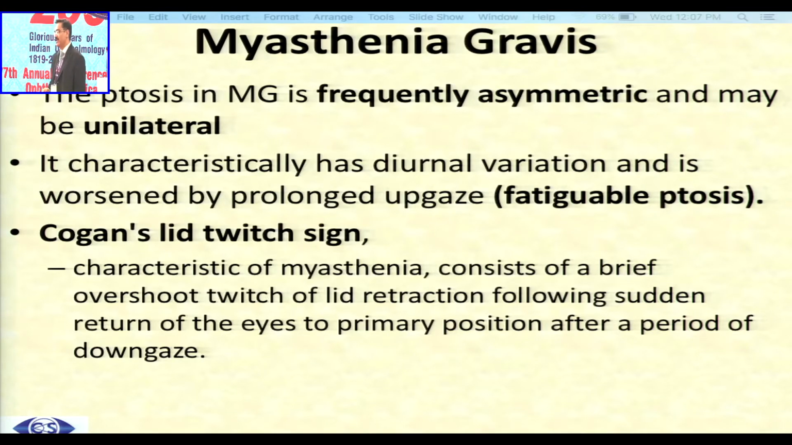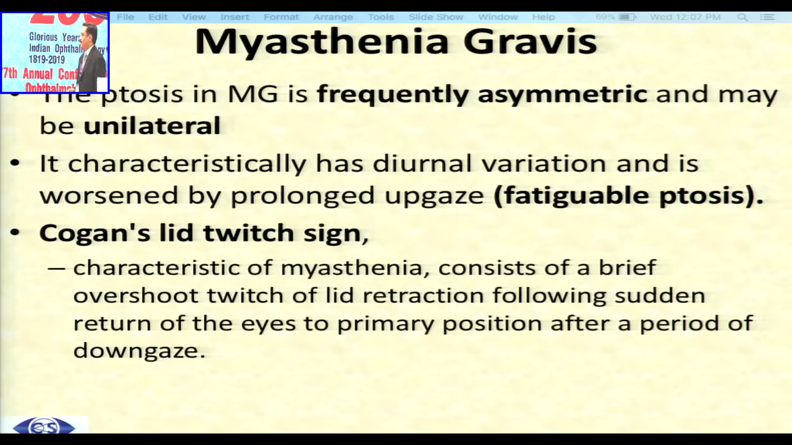While in myasthenia, there will not be that much limitation of movement, but it will be frequently asymmetrical and more often than not unilateral. So there will be diplopia. Complaint of diplopia is commonly there in a myasthenia gravis patient along with ptosis. Classically, it will have diurnal variation. It will be worsened by prolonged use of the eyelid, prolonged upgaze movement, fatigue. There will be a positive Cogan lid twitch sign.